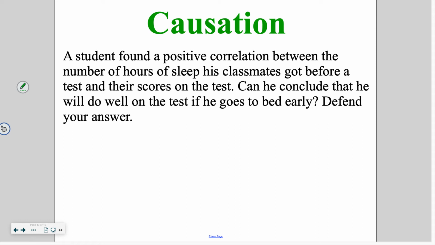Last thing we're going to talk about is causation. Remember, this is determining if our inputs are directly causing our outputs to happen. A student found a positive correlation between the number of hours of sleep his classmates got before the test and their test scores. So that is saying more hours of sleep before the test, higher test scores. Can he conclude that he will do well on the test if he goes to bed early? Defend your answer. The first part is saying yes or no. He can guarantee that if he goes to bed early, then he will get a good grade on his test. The answer for that is no. This is not a causation.